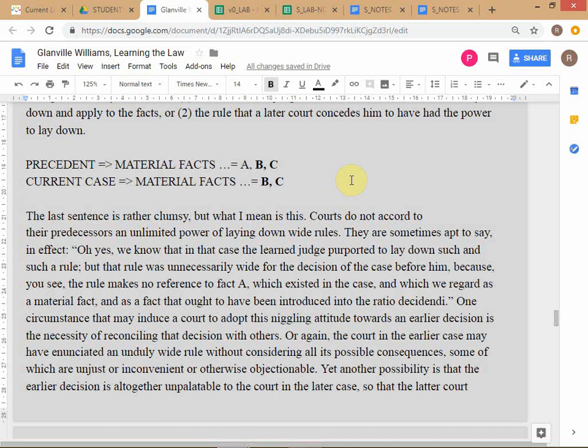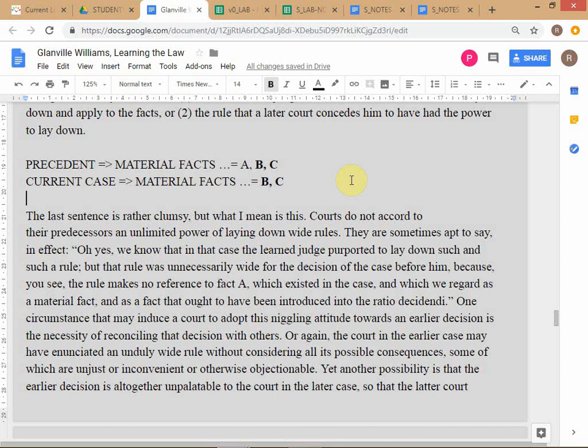Took cognizance means I recognized it. I took cognizance of the fact that Gulati came in late. That means I registered that fact in my mind. It means I'm not unaware of it. I have taken cognizance of the fact. This is how the language is used. So in the precedent being cited, the court took cognizance of only two material facts, B and C.